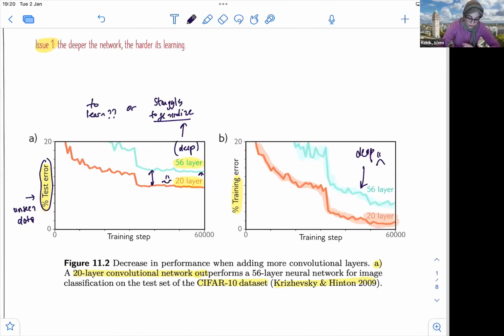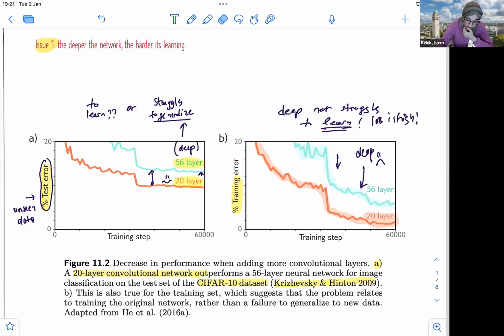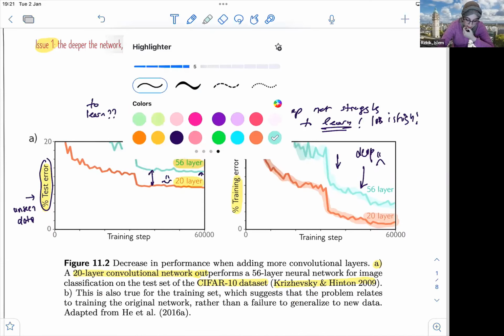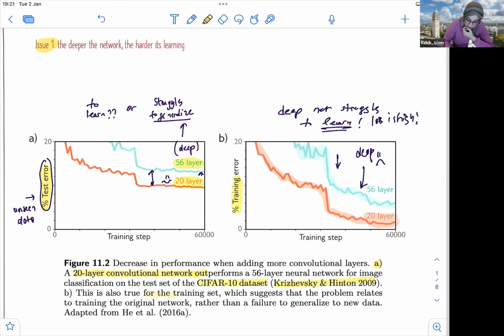So now we know that we have two problems: the deep net struggles to learn. It's not learning properly because it struggles to decrease its loss. So the loss is still quite high. Now, this is basically articulated here. It's true for the training set, which suggests that the problem relates to training the original network, so the original network is not well trained, rather than a simple failure to generalize to new data.